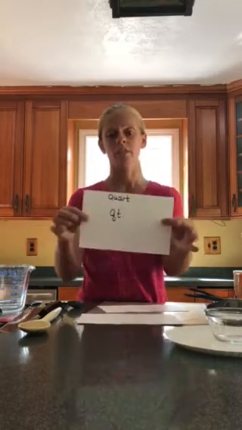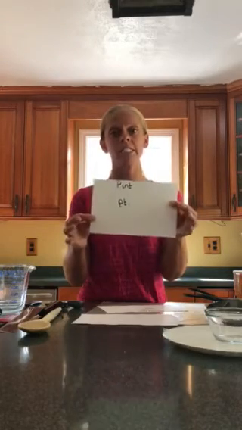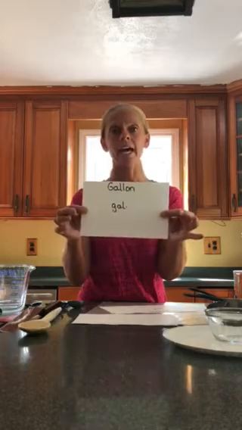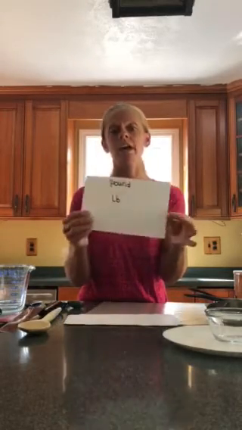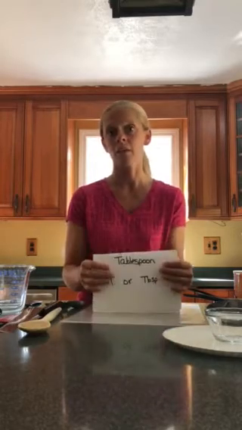Quart is abbreviated QT. Pint is abbreviated PT. Gallon is abbreviated GAL. Ounce is abbreviated OZ. Cup is abbreviated with a C. And pound is abbreviated LB. Okay, so it's really important not to mix up those abbreviations, because like I said before, there's a big difference between a teaspoon of something and a tablespoon of something.